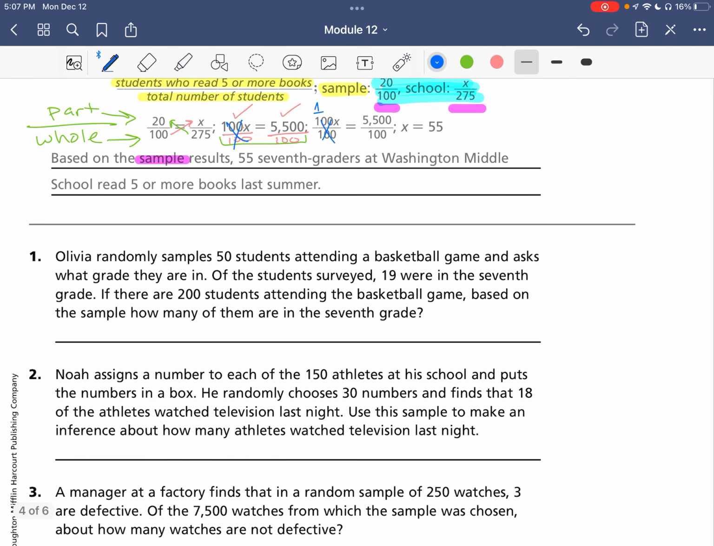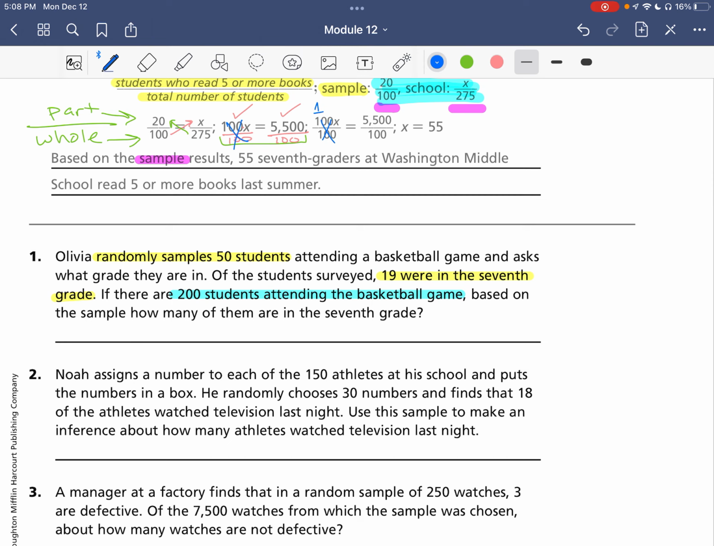Okay, so let's set up some more proportions here. Olivia randomly samples 50 students attending a basketball game and asks what grade they are in. Of the students surveyed, 19 were in the 7th grade. Okay, so highlight that. If there are 200 students attending the basketball game, based on the sample, how many are in the 7th grade? So we had 19 out of a randomly sampled 50. And then there's a total of 200 students attending the basketball game.